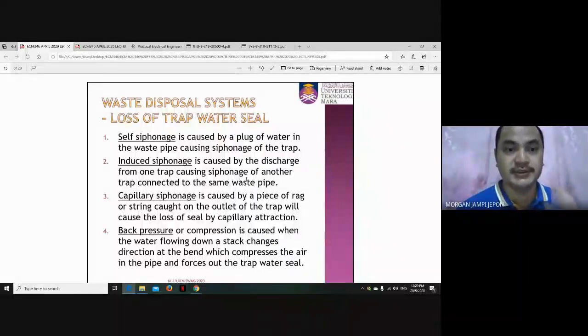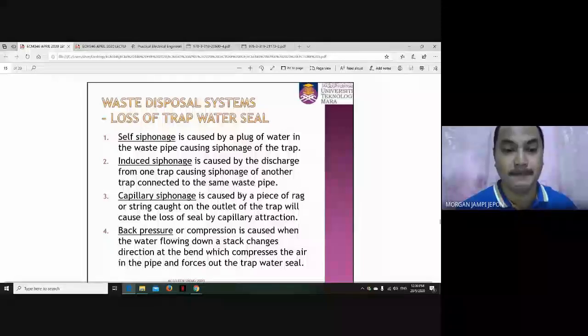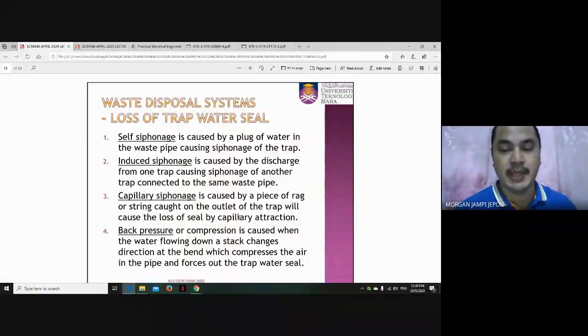First is called self-siphonage. Okay, it's caused by a plug of water in the waste pipe causing siphonage of the trap. Second is called induced siphonage. It's caused by the discharge from one trap causing siphonage of another trap connected to the same waste pipe. Number three, capillary siphonage is caused by a piece of rag or string caught on the outlet of the trap will cause the loss of seal by capillary attraction.